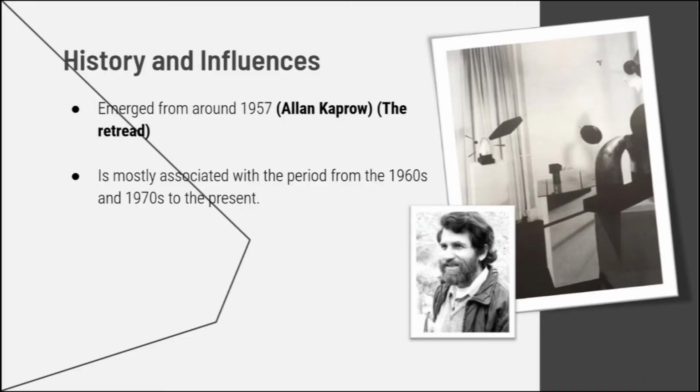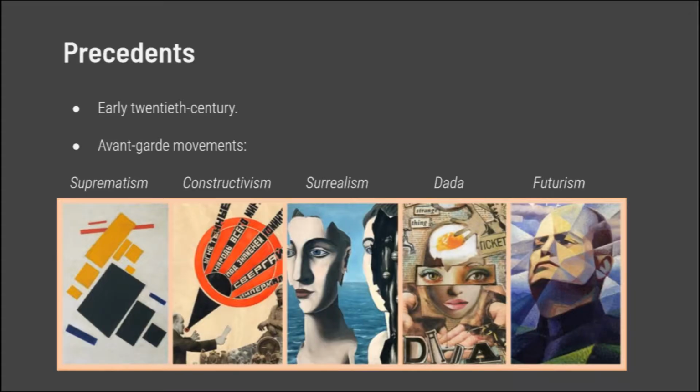Now let's talk about some important facts. Installation art emerged from the early form of the environment around 1957 with artists such as Allan Kaprow. You can see him in the picture, but it's mostly associated with the period from the 1960s and 1970s to the present. Yet there are many precedents, particularly in the early 20th century, and let me say it in French, avant-garde mouvements, such as suprematism, constructivism, Dadaism, surrealism, and futurism. All of them gave rise to the movement we know today.